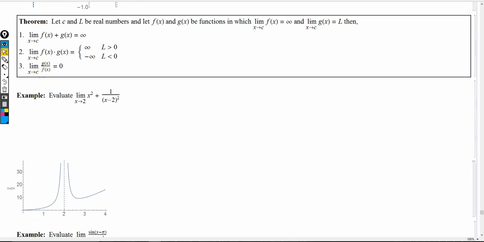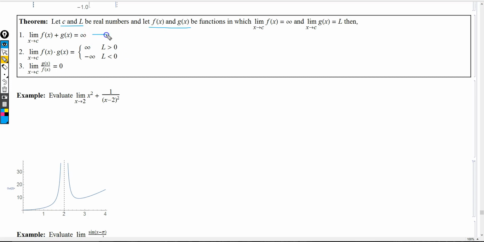So for this theorem, we are letting c and L be two real numbers. We have two functions, f of x and g of x, in which the limit as x approaches c of f of x is infinity, and the limit as x approaches c of g is L. Then we have these three results.